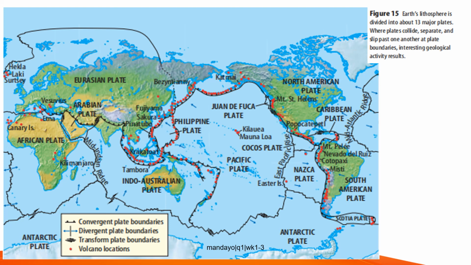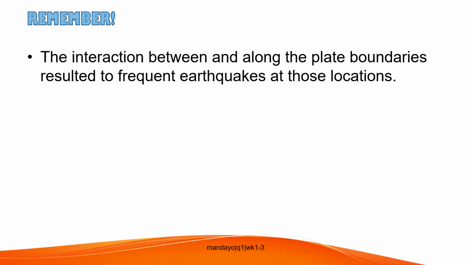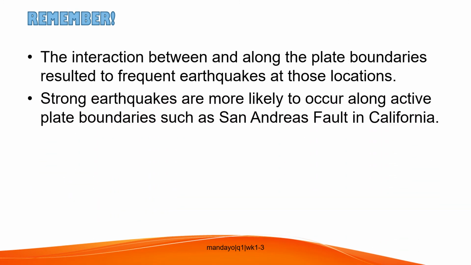These activities or phenomena can be found on a single pattern that we have as the edges of the plates. Remember, the interaction between and along the plate boundaries resulted in frequent earthquakes at those locations. Strong earthquakes are more likely to occur along active plate boundaries. An example is the San Andreas Fault in California.